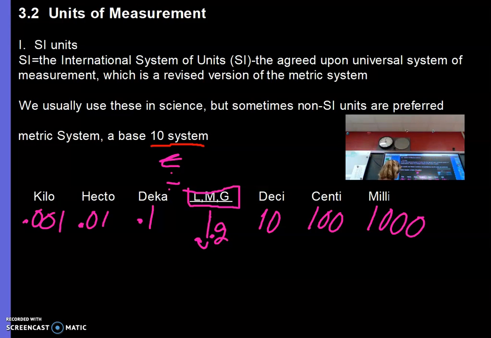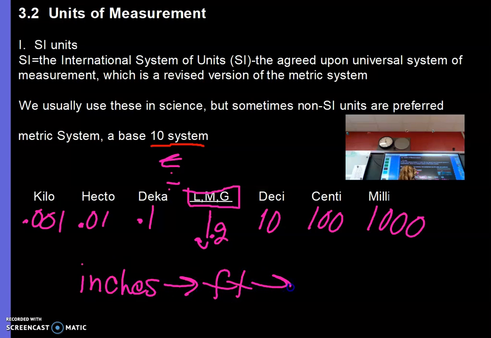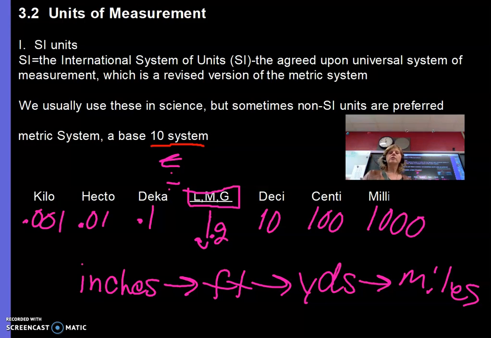If I were converting from inches to feet to yards to miles, it becomes just a very confusing and non-systematic way of converting. So let's say I have 150 inches, it's not easy to say, well, how many feet is that? Well, I know there's 12 inches in a foot. I probably need to get a calculator. I can't really do that in my head very easily.